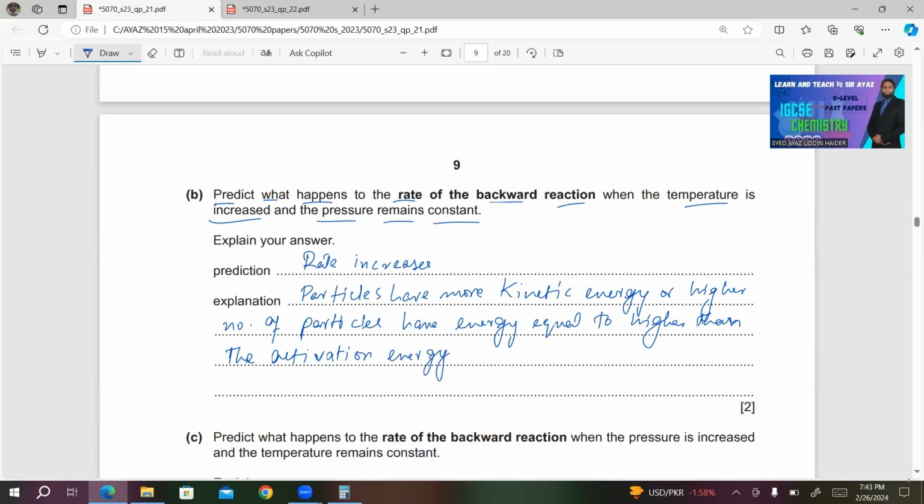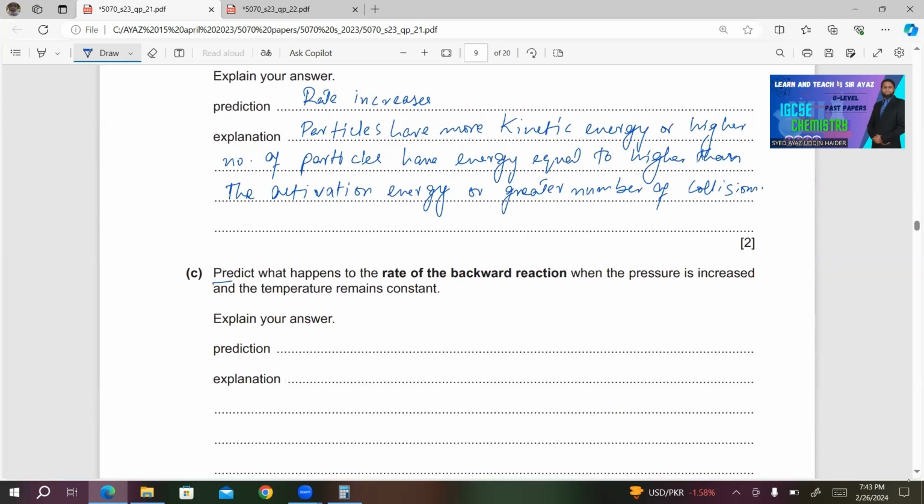You can even write greater number of collisions. Okay, question C: predict what happens to the rate of the backward reaction when the pressure is increased and the temperature remains constant. Explain your answer. Now, what happens to the rate of the backward reaction when pressure is increased? The rate increases.